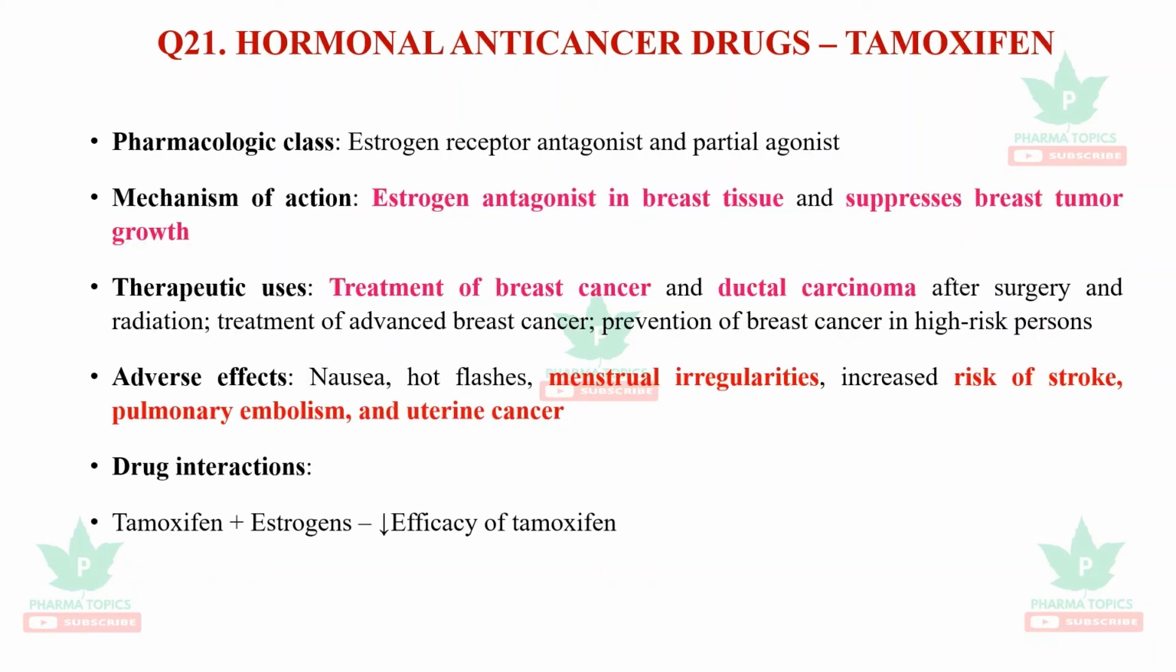Question number 21 is tamoxifen. It's a hormonal anti-cancer drug. It's an estrogen antagonist in the breast tissue and suppresses breast tumor growth. It's used in treatment of breast cancer and ductal carcinoma, advanced breast cancer, and prevention of breast cancer in high-risk persons. The adverse effects include hot flushes, menstrual irregularities, increased risk of stroke, pulmonary embolism, and uterine cancer. With estrogens, the efficacy of tamoxifen is reduced.